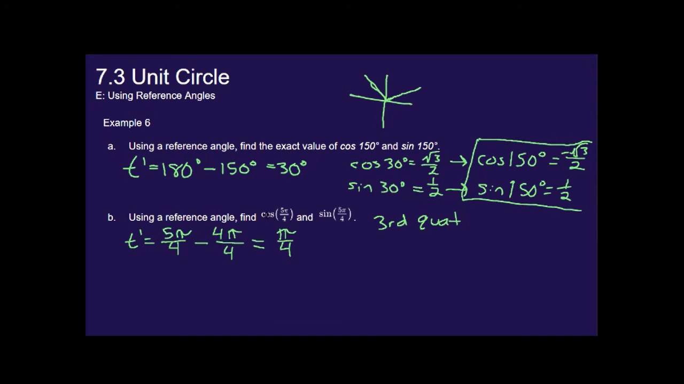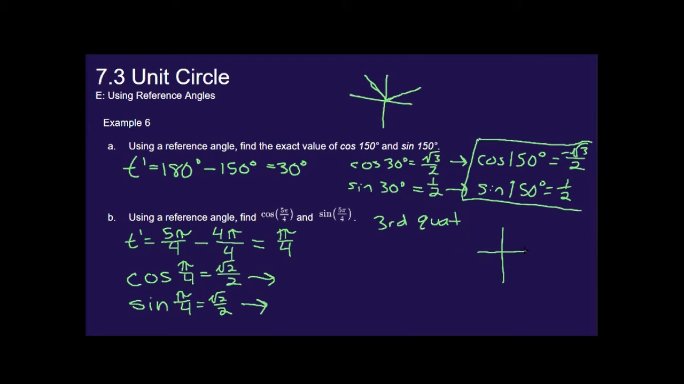Okay, so we want to find the cosine of pi over 4 and the sine of pi over 4 in order to find the cosine and sine of 5 pi over 4. The cosine of pi over 4 is square root of 2 over 2, and because this is a 45-degree angle, the sine of pi over 4 is also the square root of 2 over 2. Now we need to evaluate, using these, what the sine and the cosine of 5 pi over 4 are.